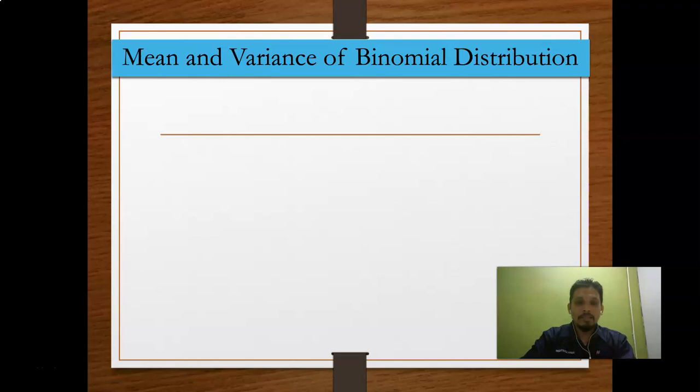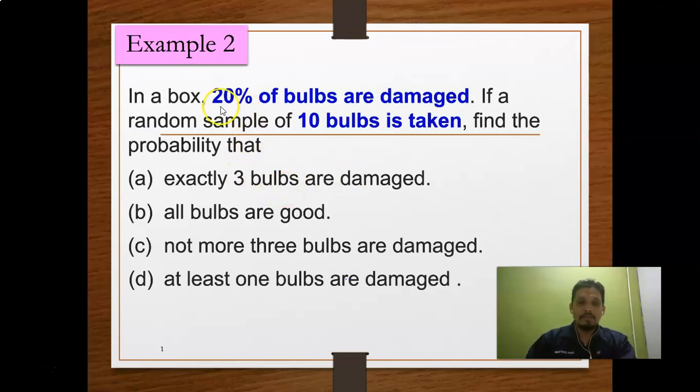So class, recall that for binomial there are 2 results: whether pass, or failure. We label this one as P, and this is Q. But it doesn't mean that in this case, pass means the bulbs are functioning, in good condition. In this case, we refer to the topic, the subject here: 20% of bulbs are damaged.